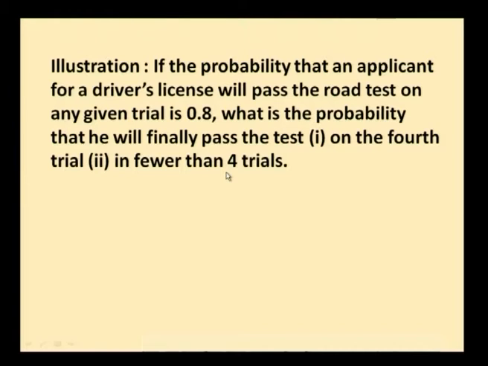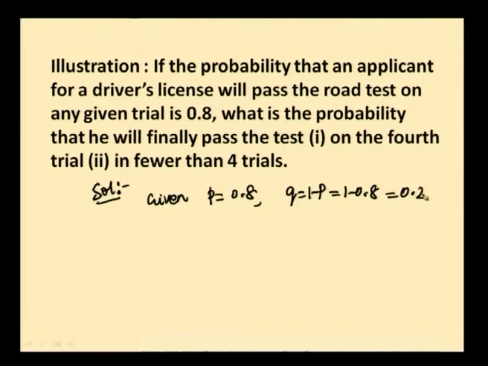That is, he will finally pass on the 4th trial means in 3 trials it was failures. Okay. In fewer than 4 trials means he will pass the road test either on the first trial or second trial or third trial. We shall do this problem. Solution: given P is equal to 0.8. So automatically Q is equal to 1 minus P, 1 minus 0.8 is equal to 0.2. This is following the geometric distribution.